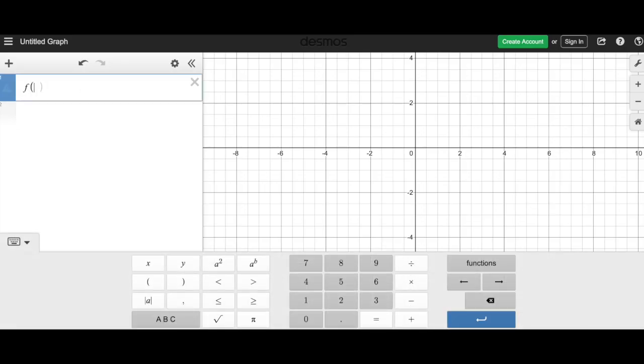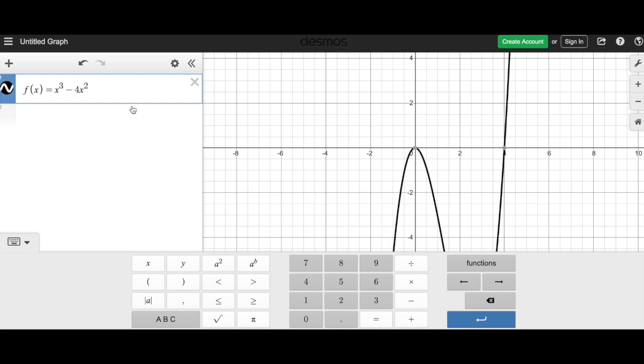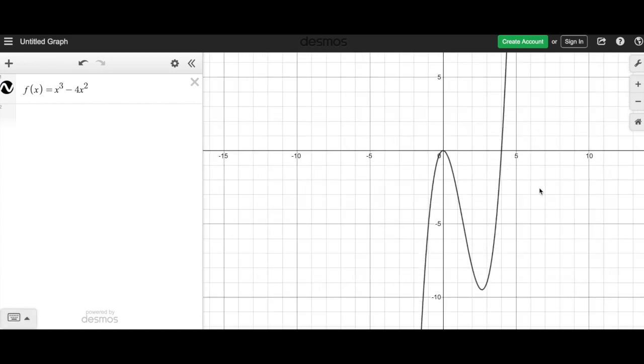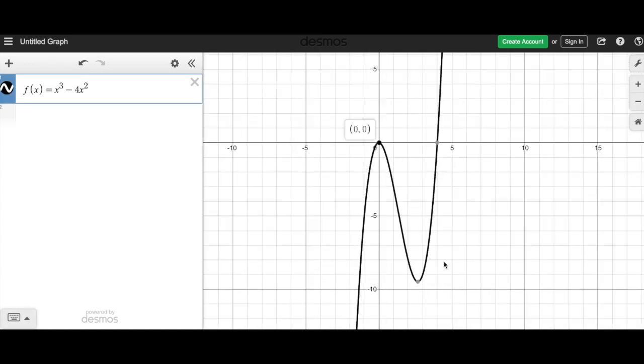It gave us our parent function of f of x is equal to x cubed minus 4x squared. So it looks something like this. I'm just going to zoom out a little bit. We've got some points on here. If we're reflecting over the y-axis, we would expect these points to be moved this direction. So negative 4, 0, and this point to move over here. So negative 2.667, negative 9.481. However, 0, 0 should stay where it's at.